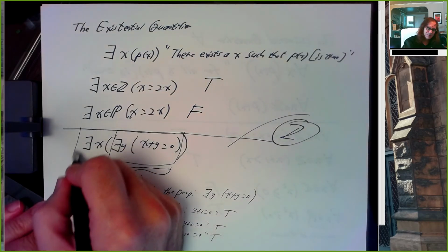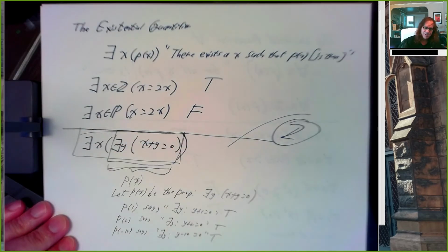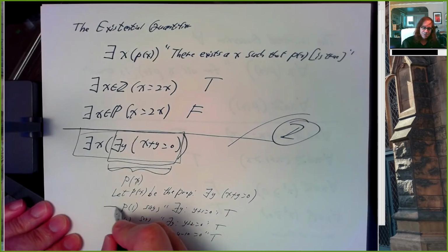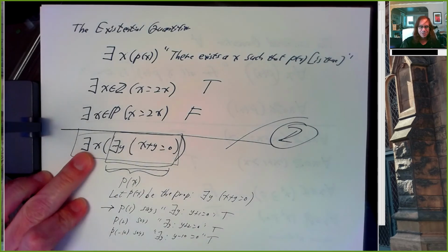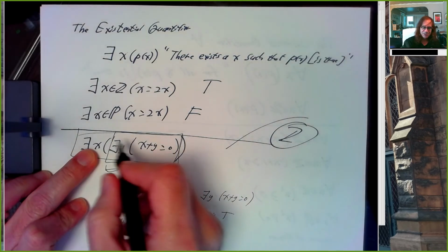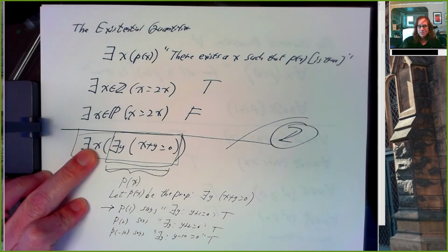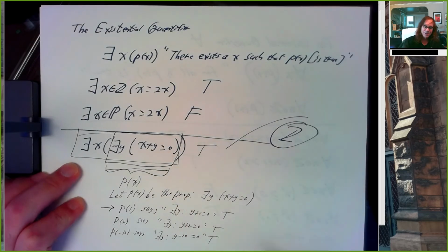But this just simply says there exists an x such that P of x is true. We could have stopped right here. Right? If we just let x equal to 1, this inner proposition is the proposition that there exists a y such that y plus 1 is equal to 0. And that's true. We can pick y equal to negative 1. So this is absolutely positively true.